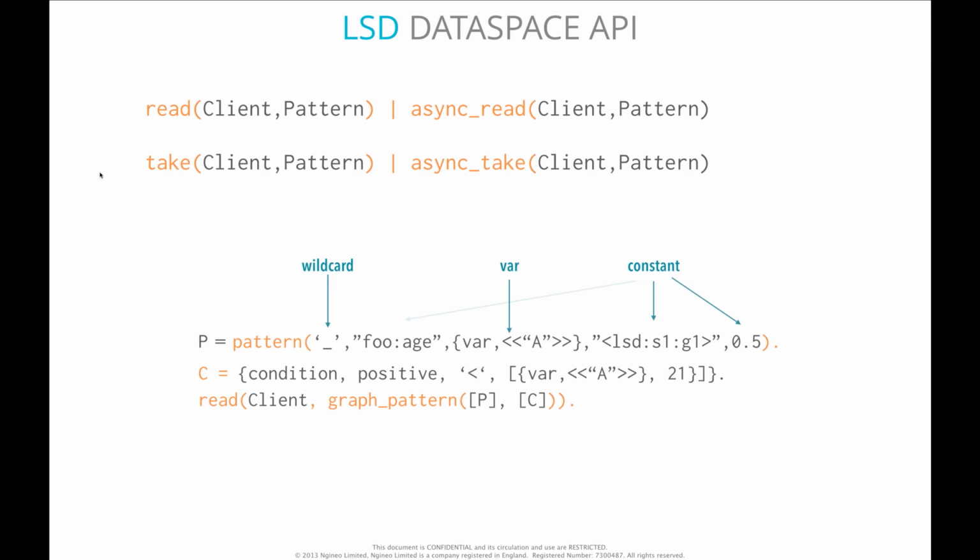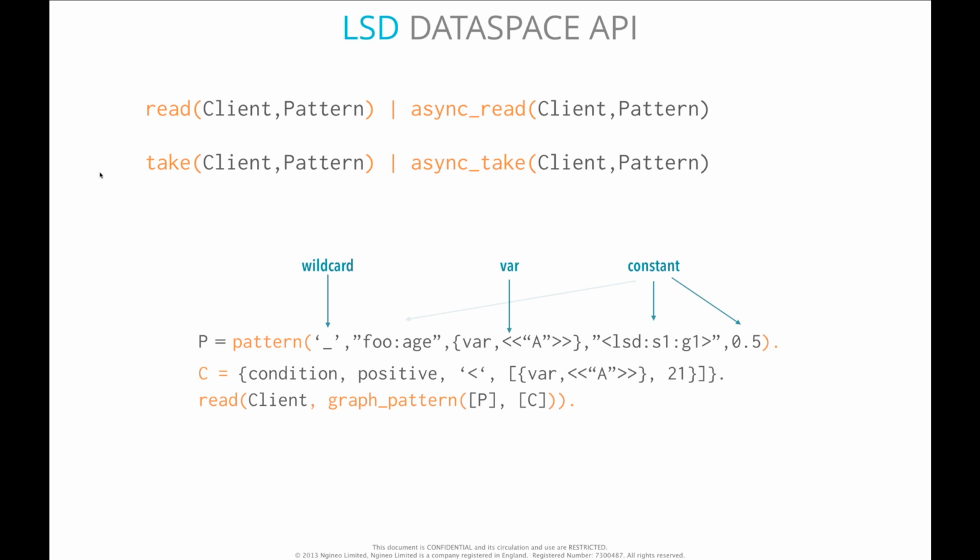To create a pattern, I use the API, with wildcards, variables and constants. In this case, for example, I want to bring all the subjects whose predicate age is less than 21. So I'm trying to find consumers that are less than 21 years old. But I'm also going to use at least a 0.5, or 50%, degree of certainty in this case.